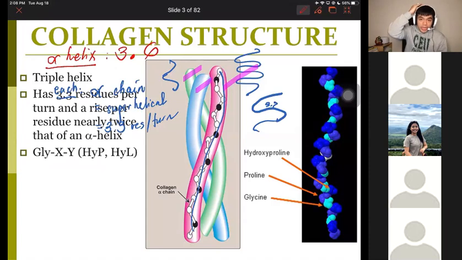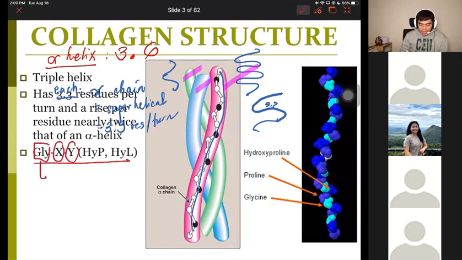Now, when we check the primary structure, pag sinabi ko ang primary structure, dapat matik sa utak nyo kung anong i-discuss natin. Amino acid sequence. Pag chinek natin ang primary structure ng alpha chain, each alpha chain, meron siyang format o template na sequence. Ito lang ang sequence niya, paulit-ulit lang. So we have Gly, X, and Y.